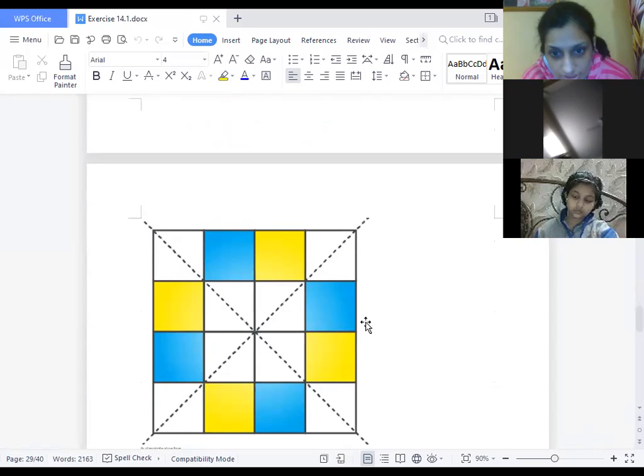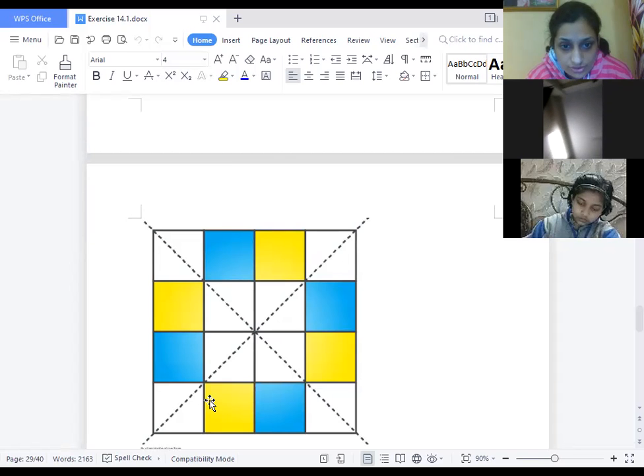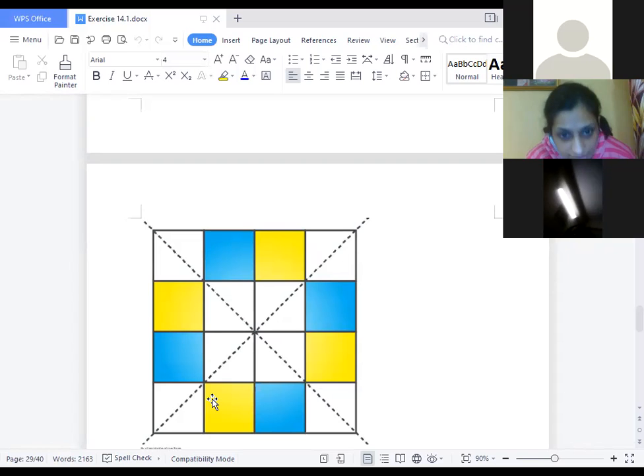You have to shade these yellow boxes and draw these slanting lines, or you can say diagonals. And is there more than one way to do that? Will the figure be symmetric about both the diagonals?